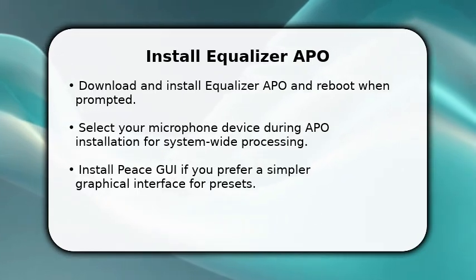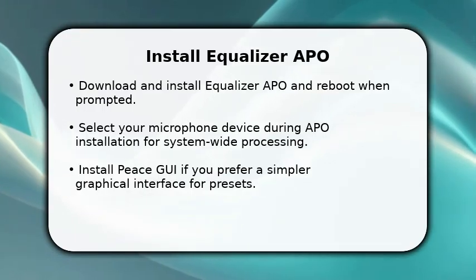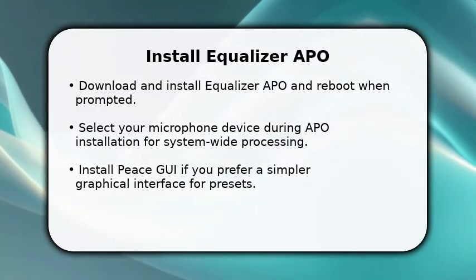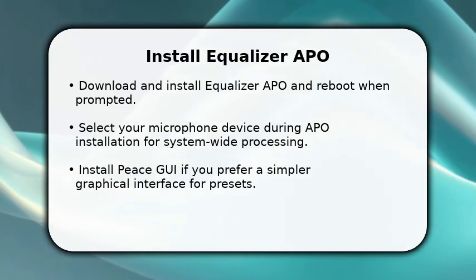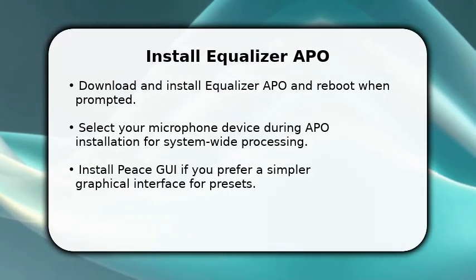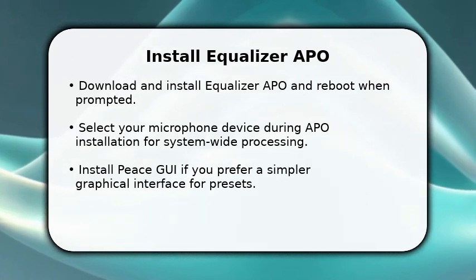Optionally, download and install the Peace GUI for easier preset management and visual controls. Use Peace to quickly view bands and preamp options without editing text files. This initial setup ensures system-wide processing for your microphone and makes later tuning faster and safer.